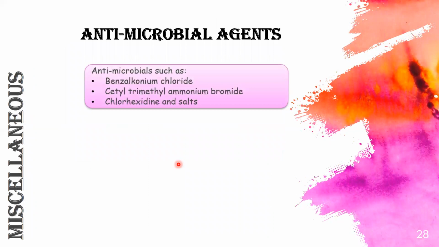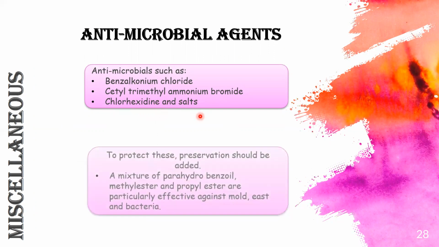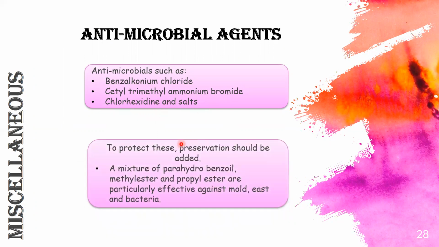To prevent microbial contamination, we normally add antimicrobial agents such as benzalkonium chloride, cetyl trimethyl ammonium bromide, chlorhexidine, and salts. We can also add preservatives, a mixture of para-hydroxybenzoic acid methyl ester and propyl ester, which are particularly effective against molds, yeasts, and bacteria.